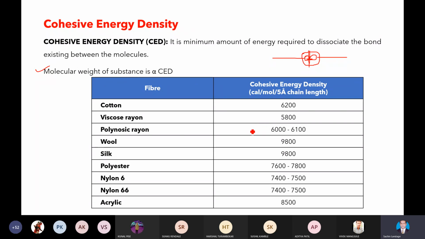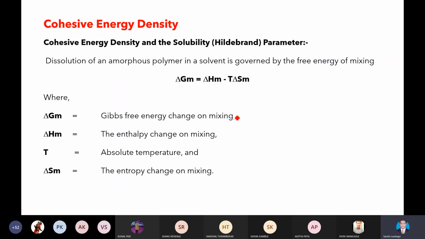Okay. Now, how will these things help us? Cohesive energy density, as I told you, is linked with the solubility of our fibers. So here we are going to study the cohesive energy density and the solubility parameter, that is nothing but the Hildebrand. I think you have studied this equation.